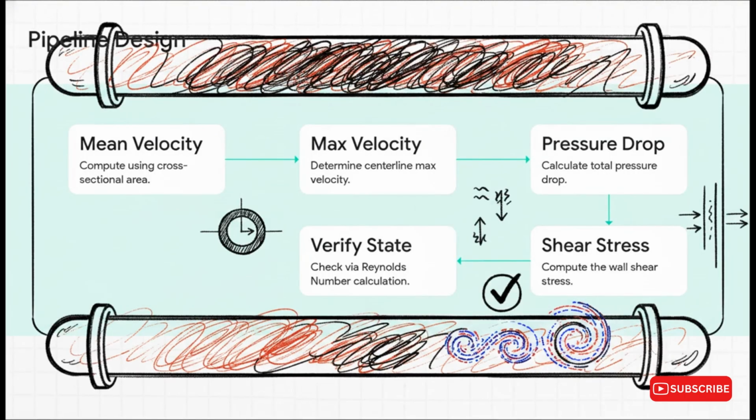Let's look at how this plays out in the real world. Imagine an engineer sizing a 500-meter industrial pipeline for heavy oil. By walking through these exact steps, finding the mean velocity, figuring out the maximum centerline speed, calculating the required pressure drop, and finding the wall shear stress, they solve the problem.